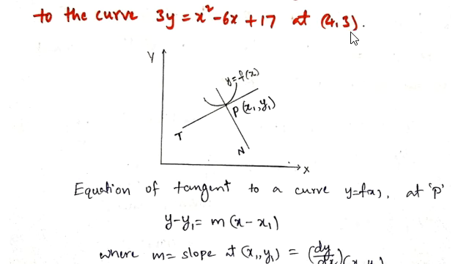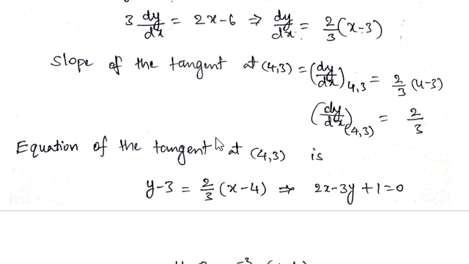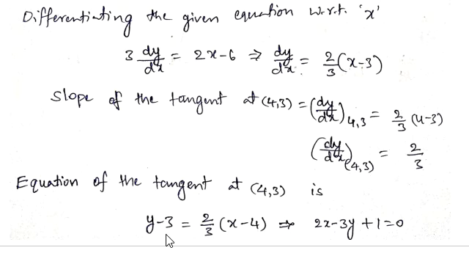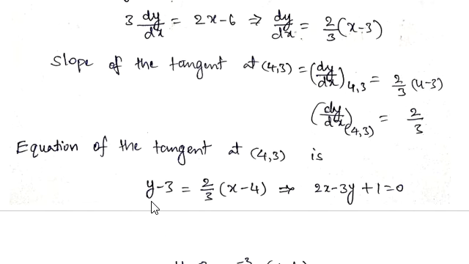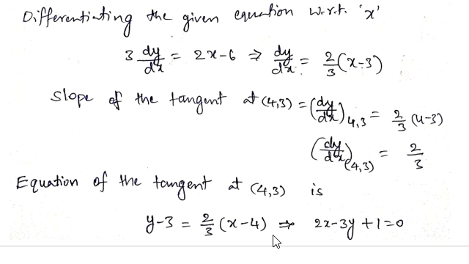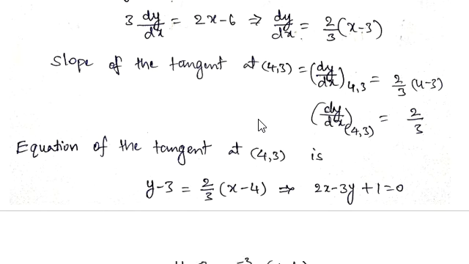The point is given, so you can write y minus 3 equals 2 by 3 into (x minus 4). From that you can write 2x minus 3y plus 1 equals 0. So this is the equation of tangent at (4, 3) to the given curve.